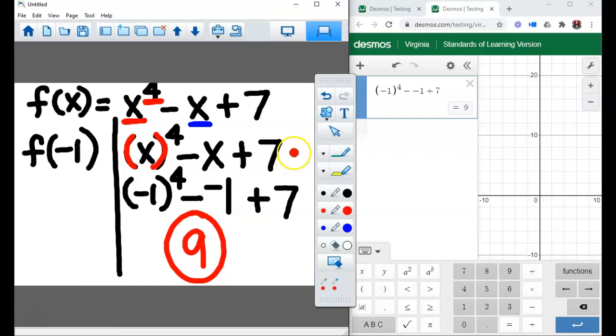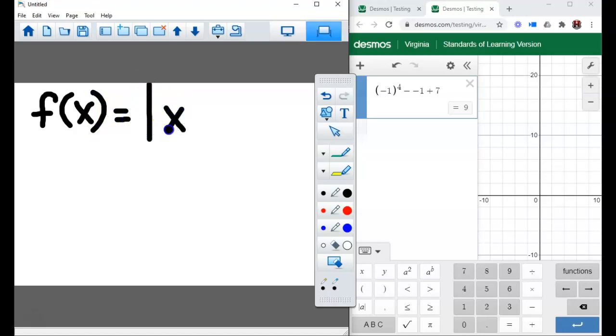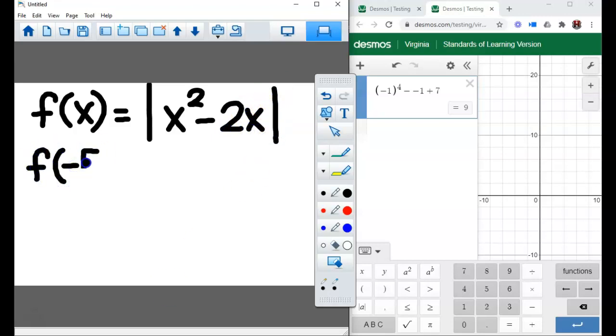So rewrite it with parentheses, plug in the number, type it in. That is the way we want to do this. All right, so we're going to do one more. Let's do f of x is equal to the absolute value of x squared minus 2x. And for this, let's find f of negative 5.